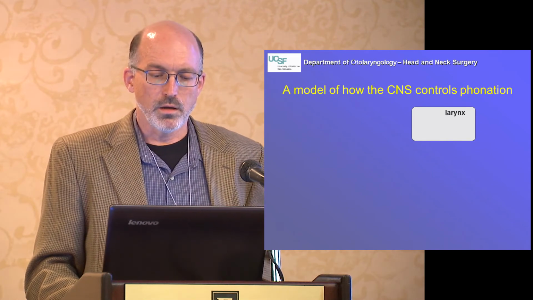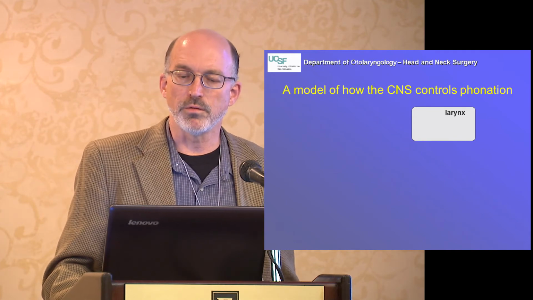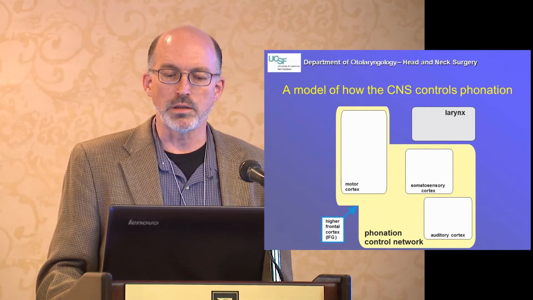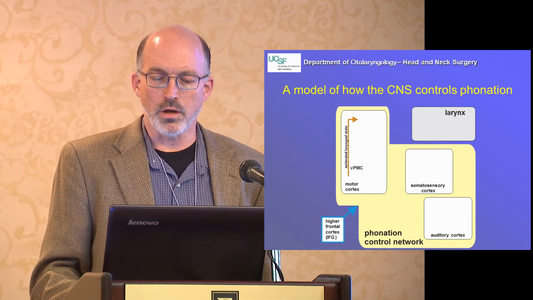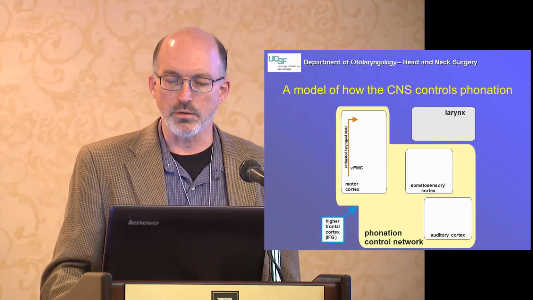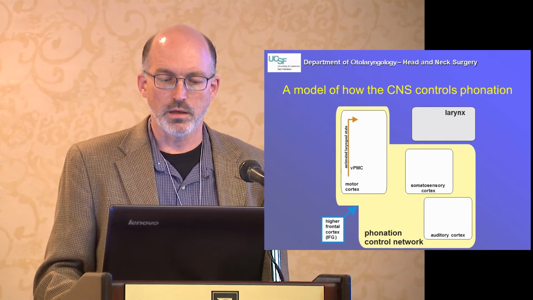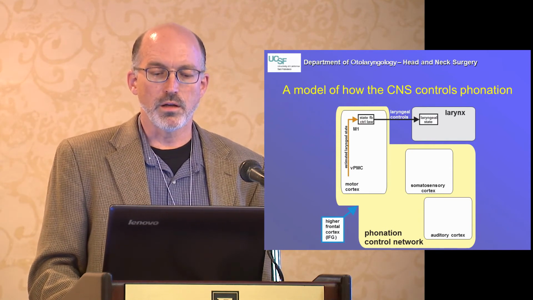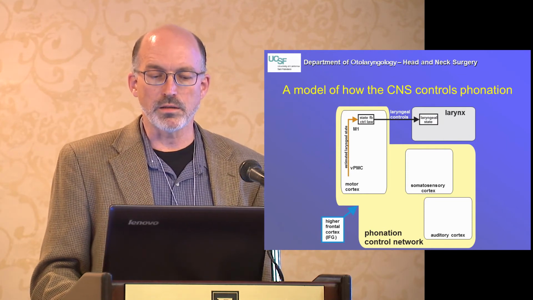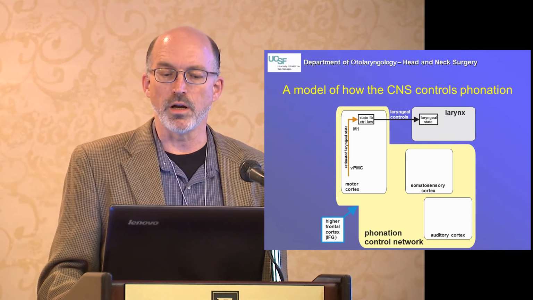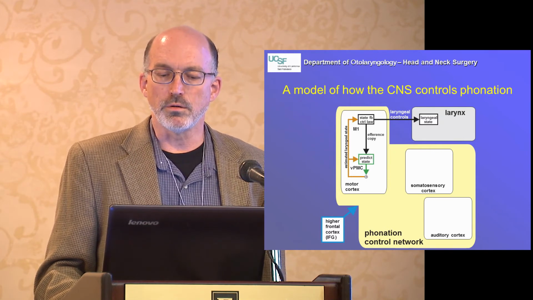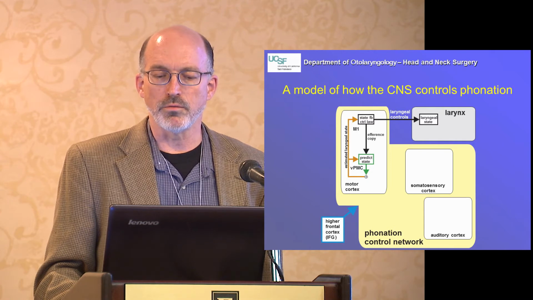In this model, production of an utterance that involves phonation begins with higher frontal cortex, or the inferior frontal gyrus, activating what we call a phonation control network consisting of motor cortex, somatosensory cortex, and auditory cortex. And during phonation, in motor cortex, ventral premotor cortex maintains a running estimate of the current dynamic state of the larynx that primary motor cortex uses to generate controls of the larynx.